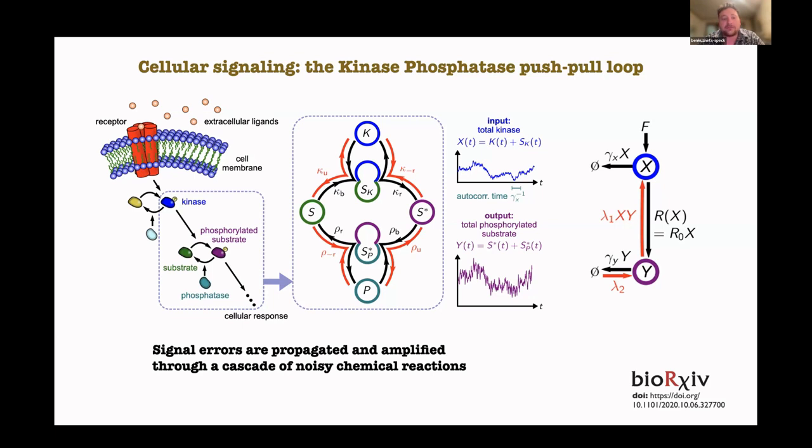And since each of these chemical reactions is intrinsically noisy and not completely irreversible, signal errors are propagated and amplified throughout the cascade. We can write down a pretty simple model for this system as just a two-state system of X and Y. Again, X is our input and Y is our output. And we can incorporate mass action kinetics to that. We can go above and beyond this to incorporate things like feedback or time delay in our system as well, but I'm not going to be sharing that with you guys today.